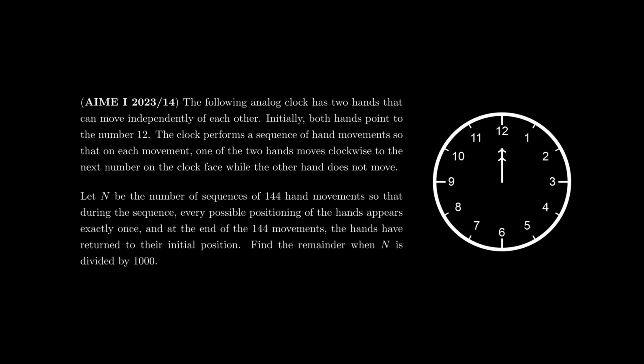Let n be the number of sequences of 144 hand movements so that during the sequence, every possible positioning of the hands appears exactly once, and at the end of the 144 movements, the hands have returned to their initial position. Find the remainder when n is divided by 1000.